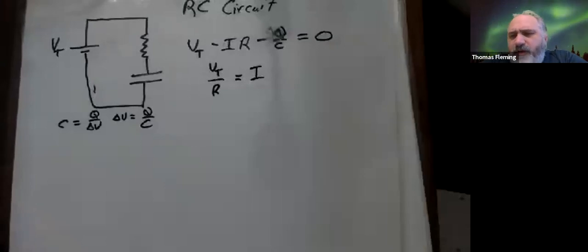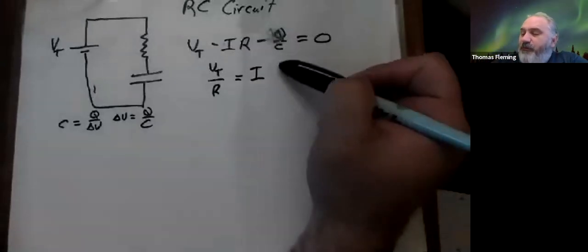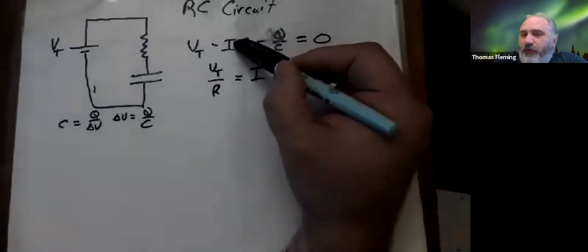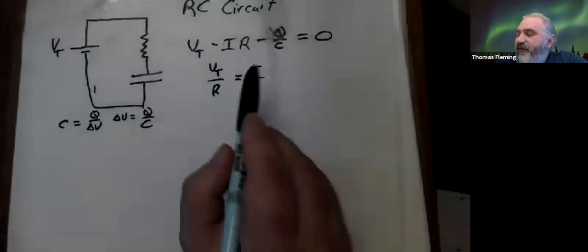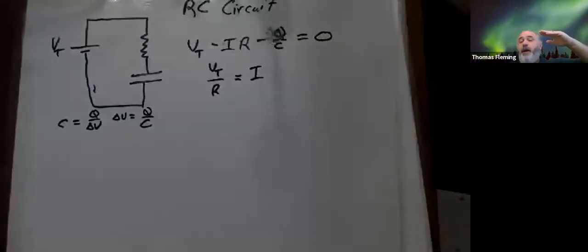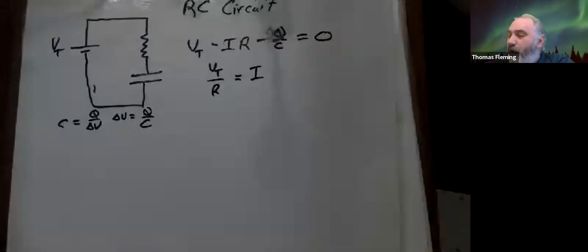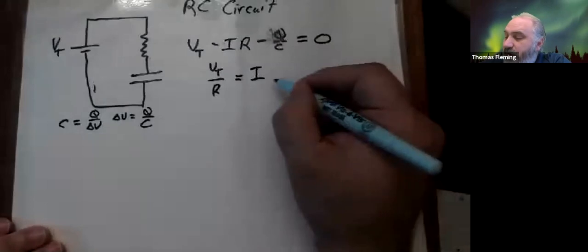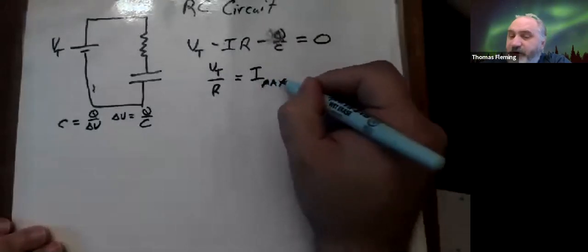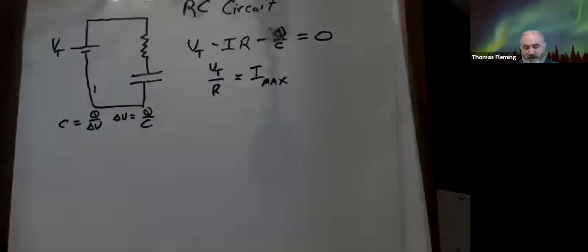But later on, as the charge becomes larger and larger, the current's going to get smaller and smaller. And so what that tells me is that this is the biggest the current is ever going to get. It starts out that big, but it's going to get smaller as time progresses. So I'm going to call this particular value of current I max, right? That's the maximum current that I'm ever going to see.